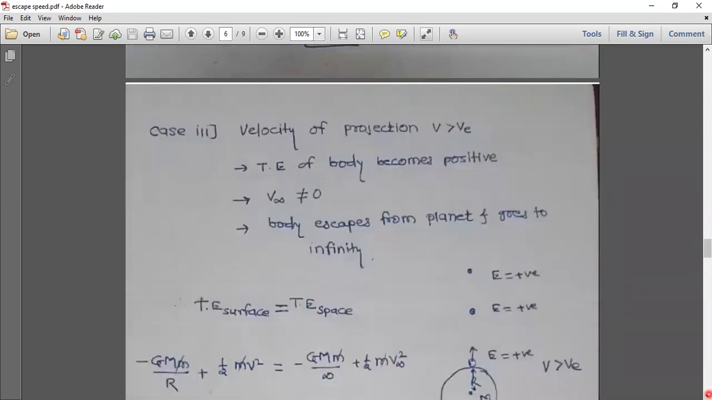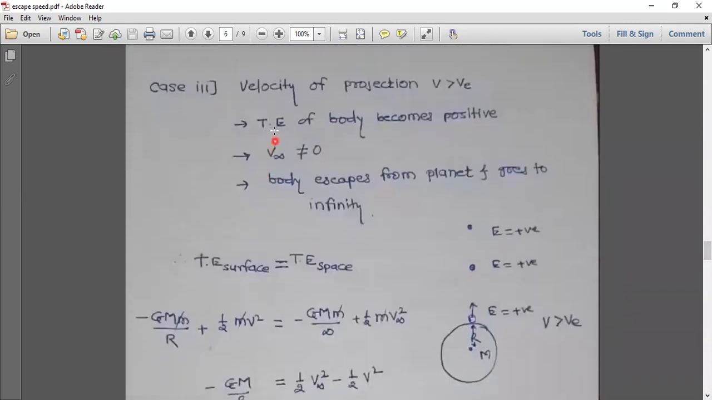Now third case, velocity of projection v is greater than v_e. In this case, what happens? In the first case we learned the velocity of projection is less than escape speed, and energy is negative. Yes. In the next case we learned velocity of projection is equal to escape velocity, and total energy is 0. Yes.